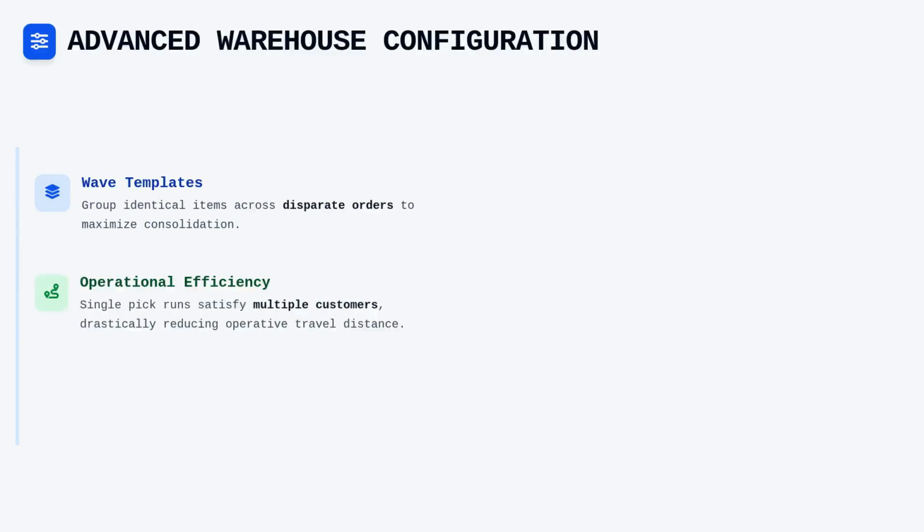Advanced configuration allows you to implement sophisticated sorting and grouping algorithms that further refine the efficiency of your warehouse operations. Through the configuration of wave templates, you can determine how the system groups lines for identical items across multiple disparate orders. This consolidation is powerful because it allows a single pick run to satisfy the requirements for multiple customers at once, drastically reducing the total distance an operative must walk.